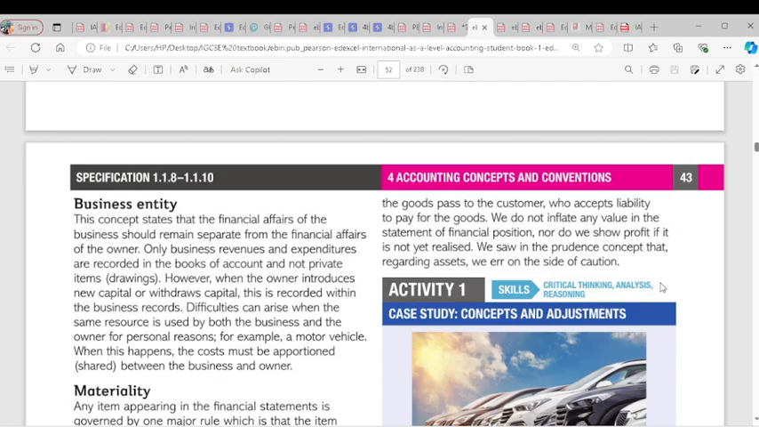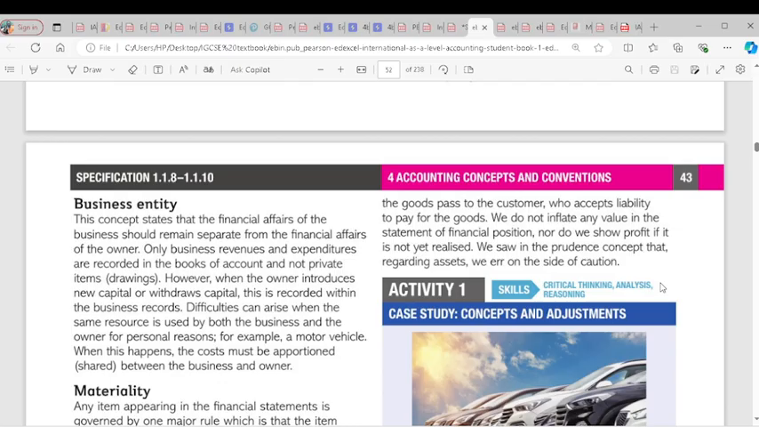So to do this, we use the business entity concept, which states that the owner of the business must be separated from the business. That's why when the owner of the business invests money into the business, we call it capital. And as soon as the owner of the business takes money away from the business, we call it drawings. So that's why we have capital and drawings. Drawings. When the owner of the business takes money from the business, we call it drawing.